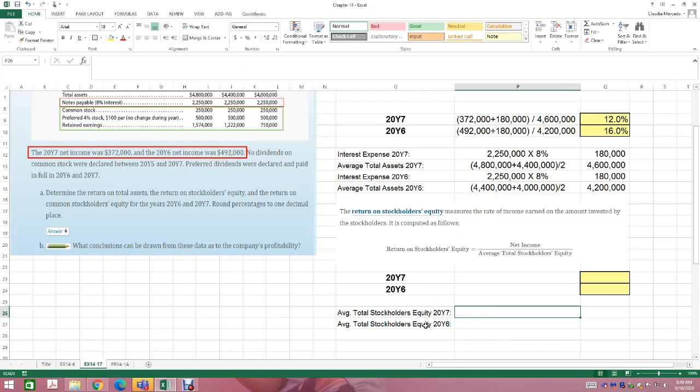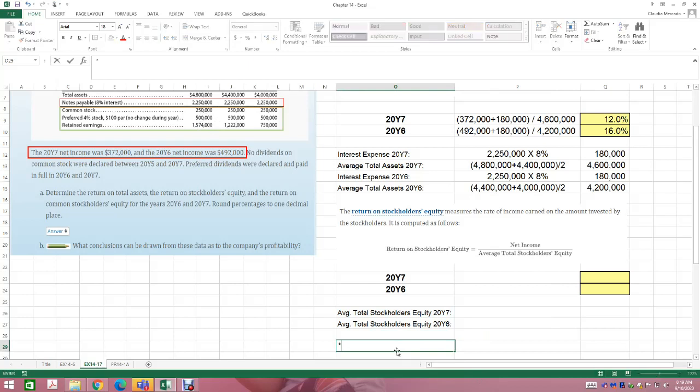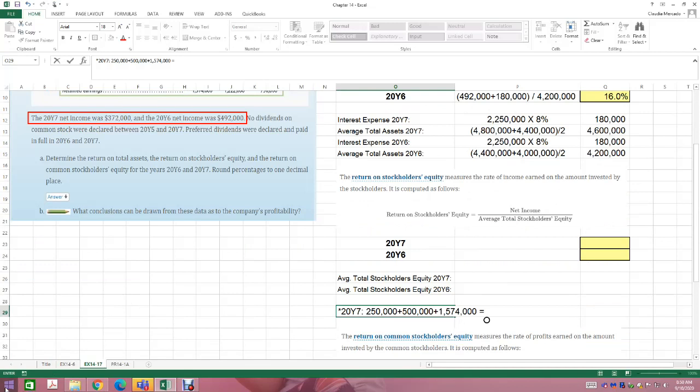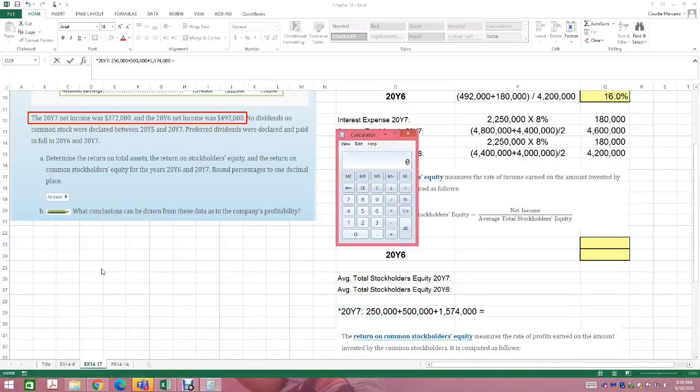We're going to first get the sum of these three components. So it'll be the 250,000 plus 500,000 plus 1,574,000. All I'm doing is I'm picking up these three numbers right here for 20Y7, and let's see what that gives us. 250, plus 500, plus 1,574,000. That gives me 2,324,000.